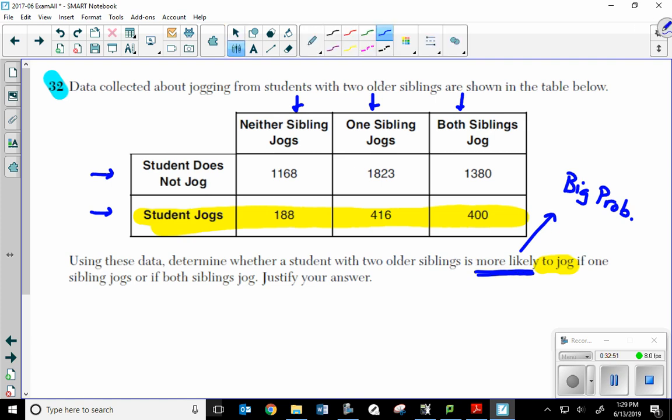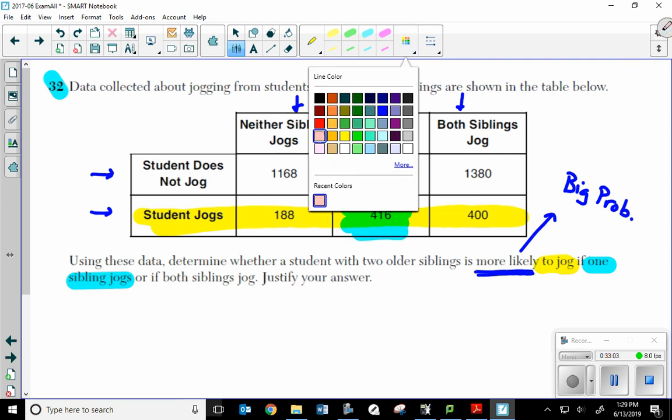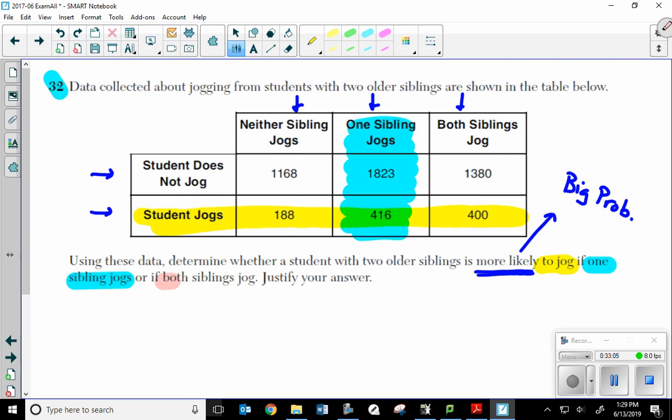If you, highlighter again. One sibling that jogs. Okay, here are all the one siblings that jog right here. Or, and I'll use a different highlighter, if both siblings jog. Here's both siblings jog. Okay? There we go. So I need to compare those two columns and see what's going on here.